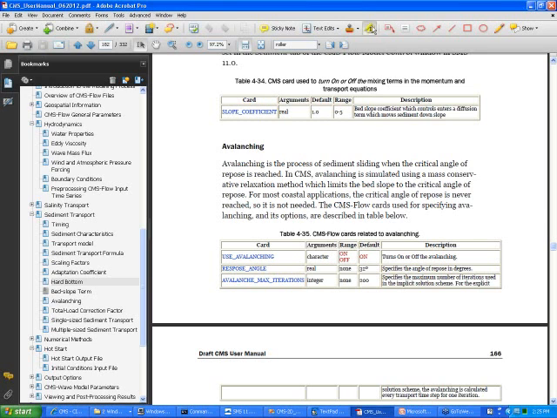Let me highlight this here. The default is for avalanching to be off in CMS. Why? Because for coastal, at least the problems that we do, you rarely reach the critical angle of 32 degrees. And so we just save time of not having to check for the critical bed slope every time step. If you have a case where you know you have steep bathymetry, then turn it on. Okay.